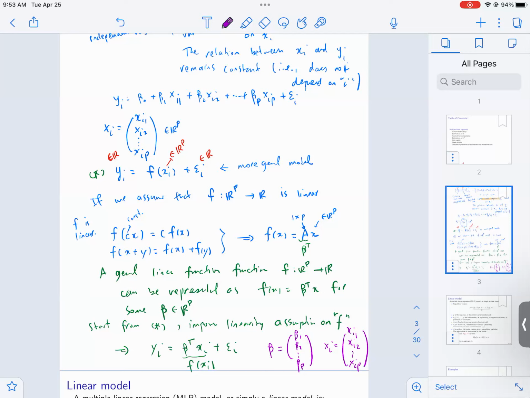Sounds good? Keep this in mind. This is the main assumption. So if someone asks you about what are the assumptions of the linear regression model, the main one is that it's a linear model. All the other things are like secondary. This is the big assumption.